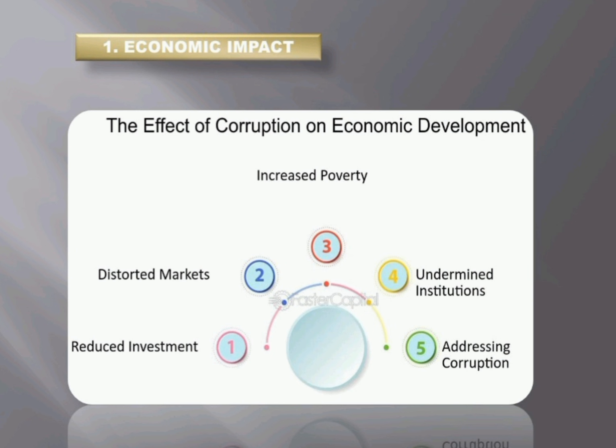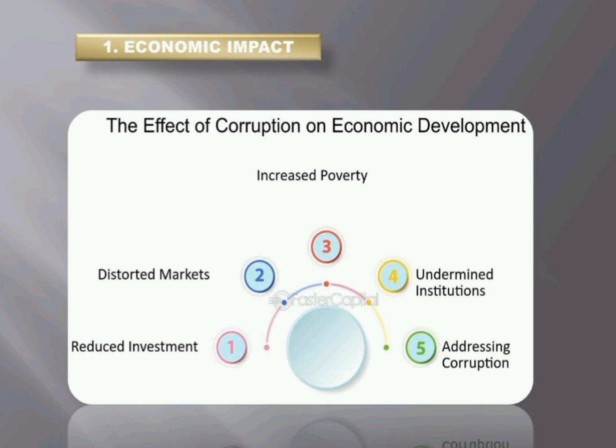Next, we have undermined institutions. In a corrupted economy, institutions are undermined as there is lack of trust in the judiciary and government and other key institutions, which weakens the rule of law and accountability. Undermined institutions can hinder the progress of an economy and create instability. It is also essential to address corruption properly, which we will discuss later on.